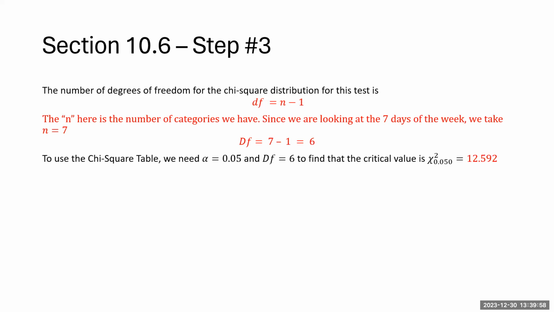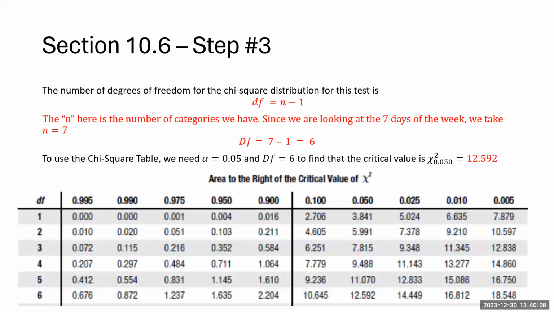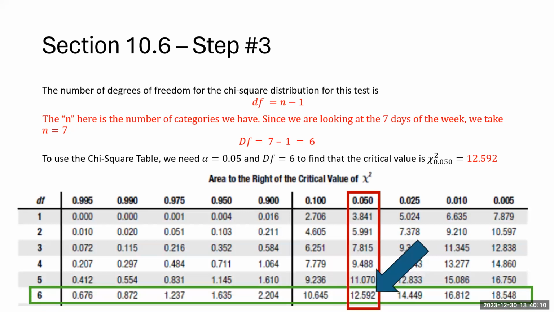We have an alpha value of 0.05 and degrees of freedom 6, so you need to find the critical value from the chart, which is 12.592. Just to make sure that we're all on the same page, there's my degrees of freedom, there's my alpha level, and there is the value for our critical value.